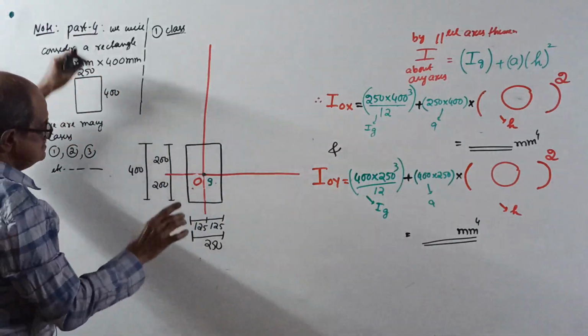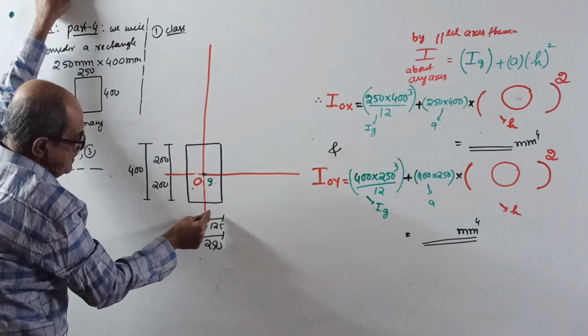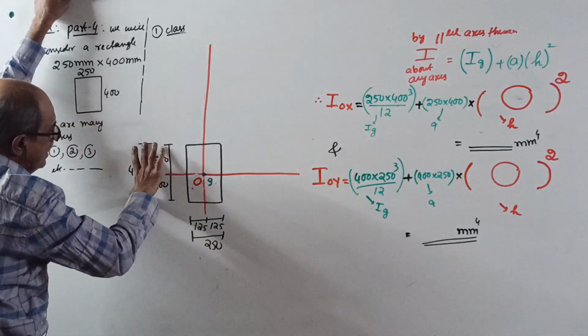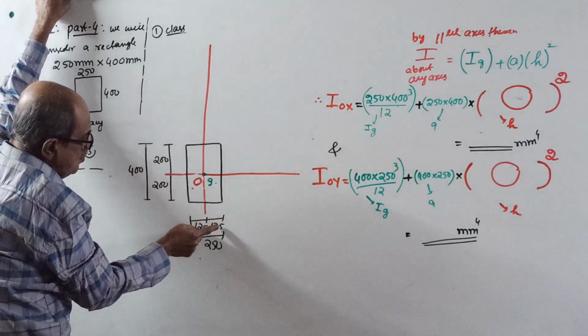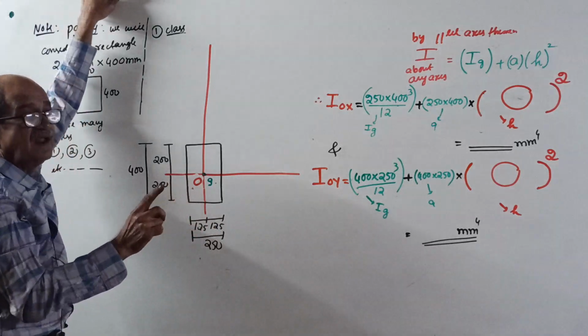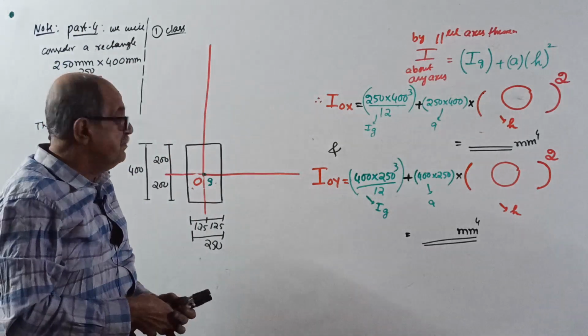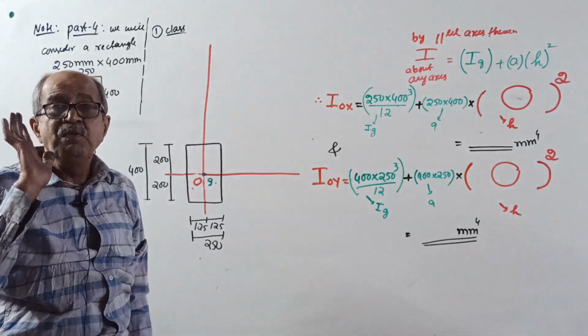See, 250 here, 400 here. Center coincides means 125 this side, 125 this side; here 400, 200 this side, 200. This 125 in green color is not the centroid location. It is given in the question. Black color is given in the question. Remember, black is given.